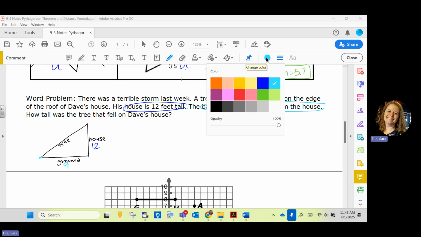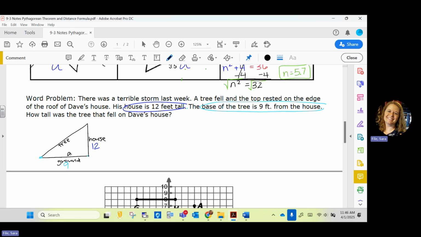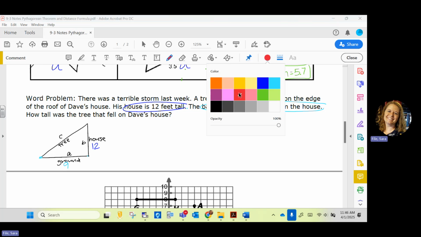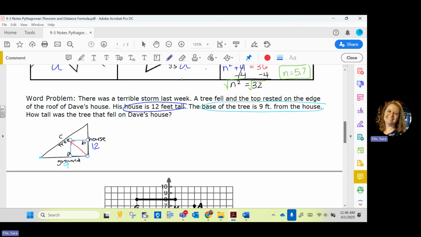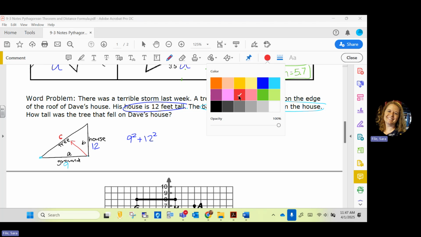Remember, label your A, B, and C. So A, B, C. Okay, so C is always across from the 90-degree angle. So the length of the tree, how tall is the tree or how long is the tree? That's what we want to know. So when I set this up, it will be 9 squared plus 12 squared equals C squared.